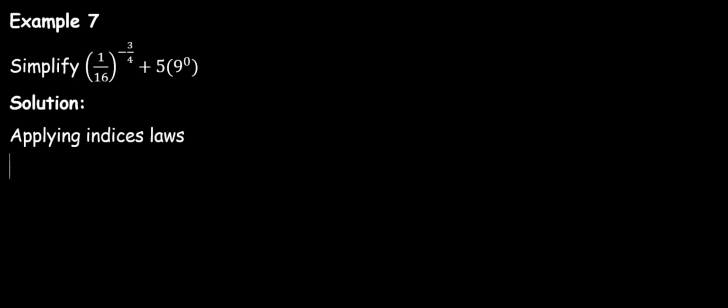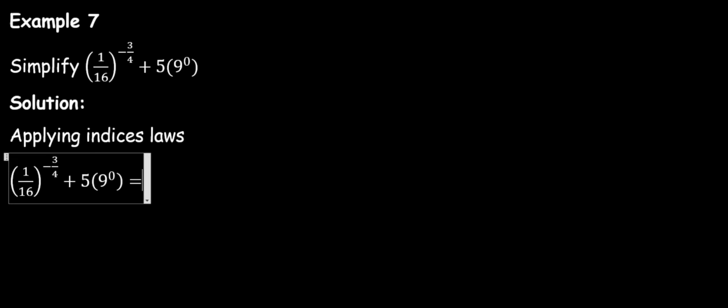Another example. Simplify, bracket open, 1 over 16, bracket close, raised to power minus 3 over 4 plus 5 into bracket open, 9 raised to power 0, bracket close. Solution. Applying indices laws, we have that our given problem, which is 1 over 16, bracket open and close, raised to power minus 3 over 4 plus 5 into bracket open, 9 raised to power 0, bracket close, is equals to 16 raised to power 3 over 4 plus 5 times 1.